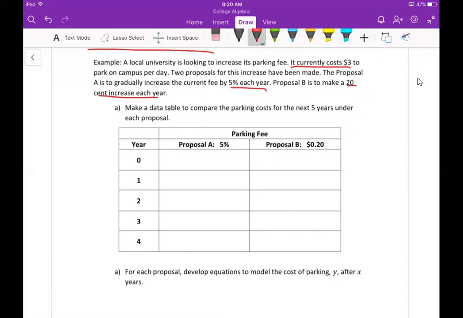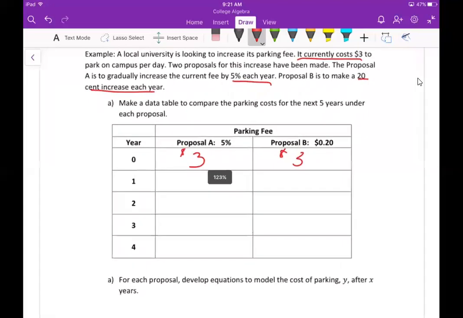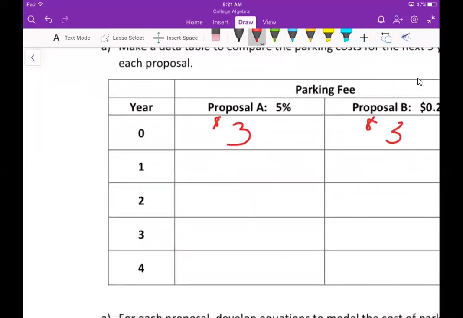Let's see what happens. So in both times, we're going to start out with a fee of $3, right? That's what it is right now. So let's test it out, proposal A. So we need to increase this $3 by 5%. So if we think about just focusing in on this proposal A, we're going to take that $3, we're going to keep the $3 and add 5%, which is 0.05. We're going to take 3 times 1.05, and you should get $3.15 will be the amount it costs to park after 1 year with a 5% increase.